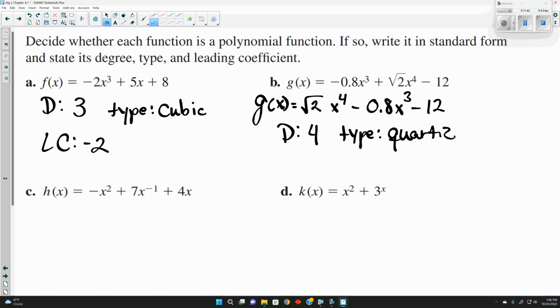Quartic. Quadratic is degree 2. Wait, is that an S and then a C at the end? Yes. Quartic. And leading coefficient. Almost. Radical 2. Square root of 2. Okay, so why did the square root of 2 have to go first?